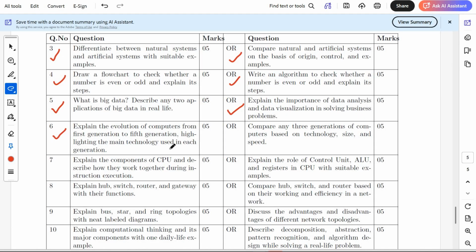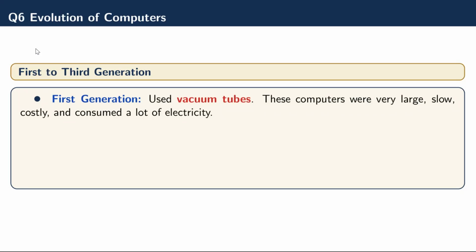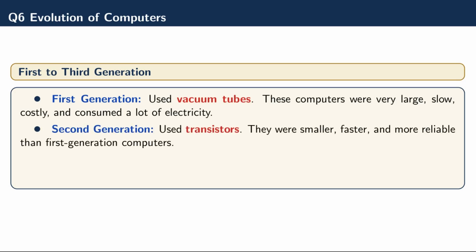Question number 6. Explain the evolution of computers from first generation to fifth generation, highlighting the main technology used in each generation. Evolution of computers. First generation used vacuum tubes. These computers were very large, slow, costly, and consumed a lot of electricity. Second generation used transistors. They were smaller, faster, and more reliable than first generation computers.